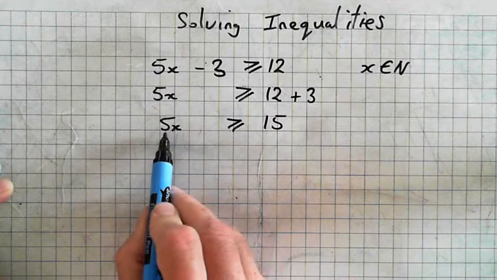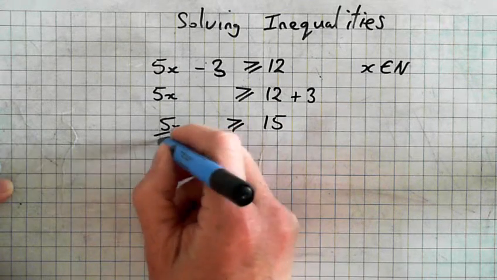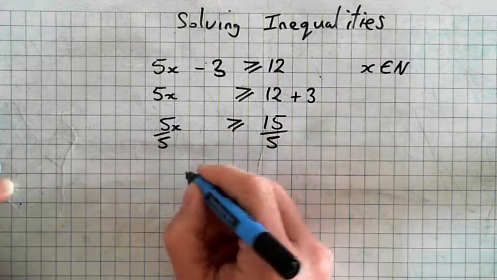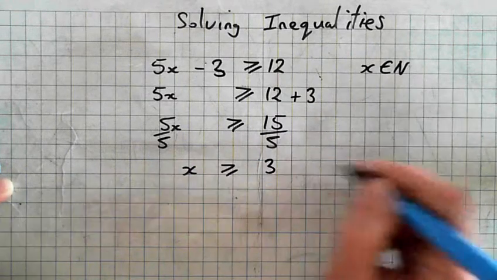15. Now we can divide both sides by the number in front of the x, which is 5. And x equals 3. No, not equals. x is greater than or equal to 3.